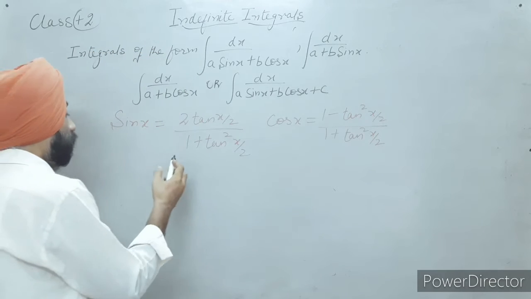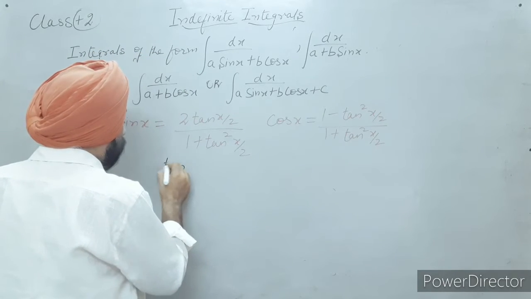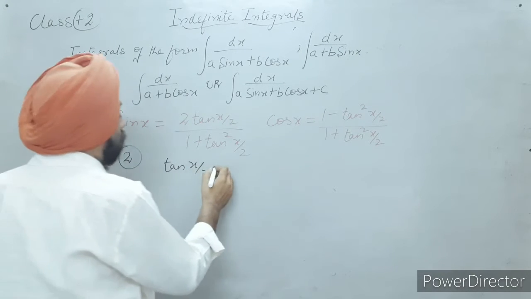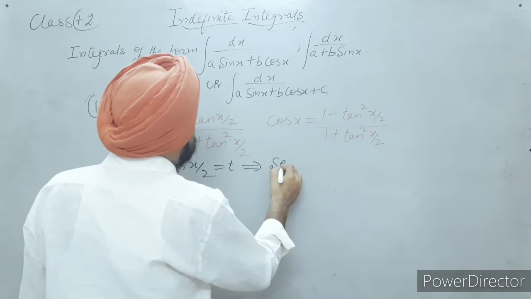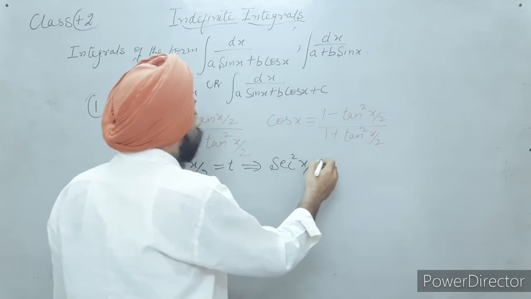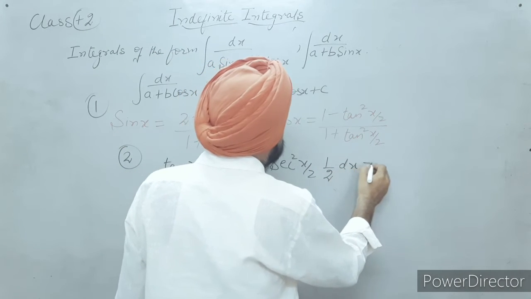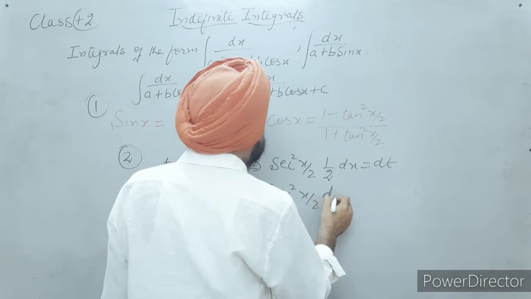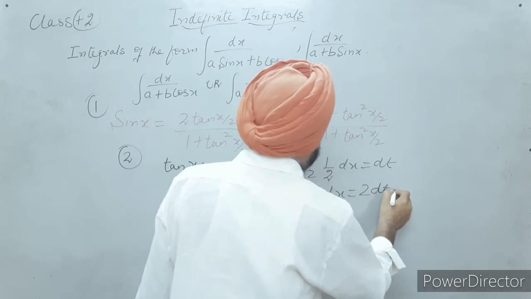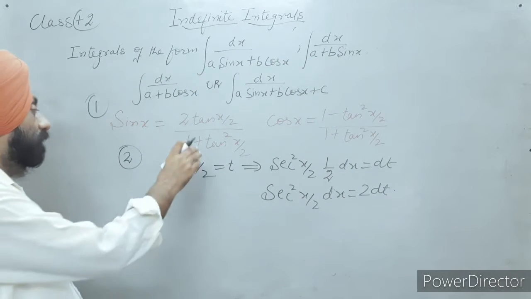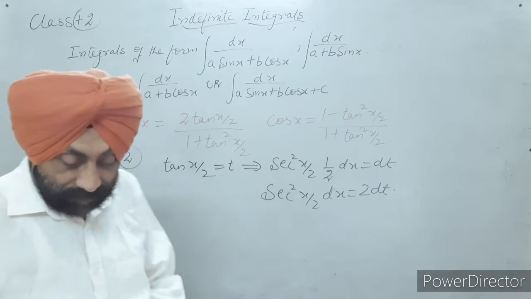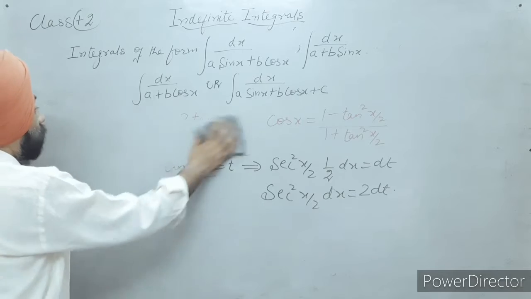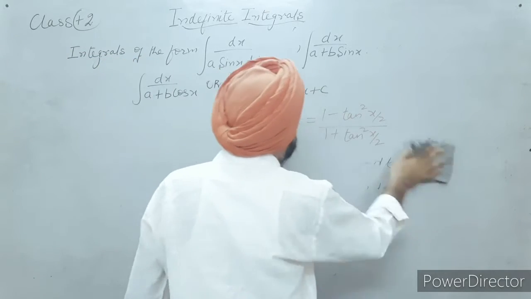Now, second step will be again the same. You put tan x by 2. This is the first step. Second step, tan x by 2 equals t, which means sec square x by 2 into half dx is dt, or sec square x by 2 dx is 2 dt. Then proceed, apply the formulas to get the answer. Again, I will explain this by giving you an example of solving the question. It will be much more clear to you then.